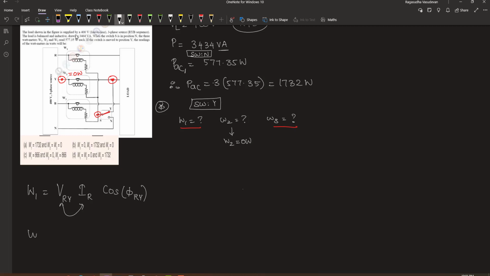And similarly, wattmeter reading W3 is equal to the voltage that exists between the B phase and the Y phase times the current that flows through the B phase times cosine of the angle between these two.